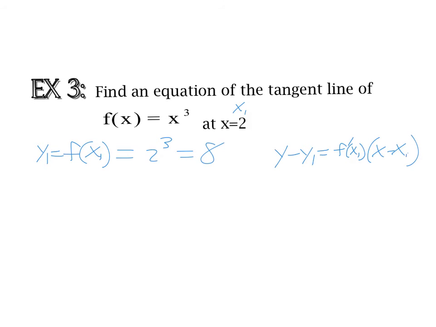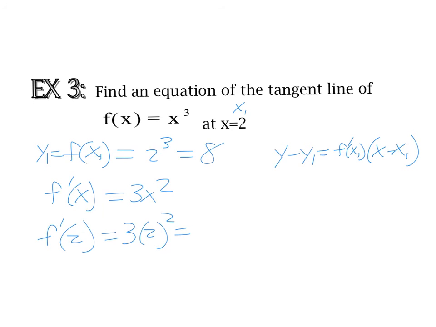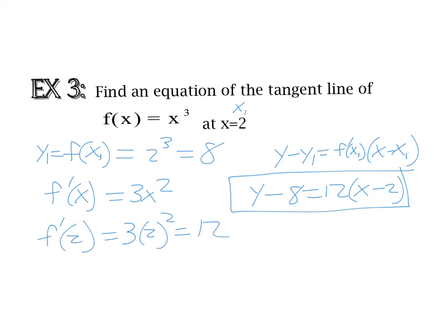Now, we still need to find the derivative of x cubed. So the derivative is 3x squared. And then we specifically need the derivative at x1, which is 2. And so we get 3 times 2 squared. 2 squared is 4. 4 times 3 is 12. So let's plug it in. y minus, we found the y1 was 8, equals, we found that the slope at x equals 2 is 12, times x minus our original x1, which is 2. That's it. Let's go to the next page.